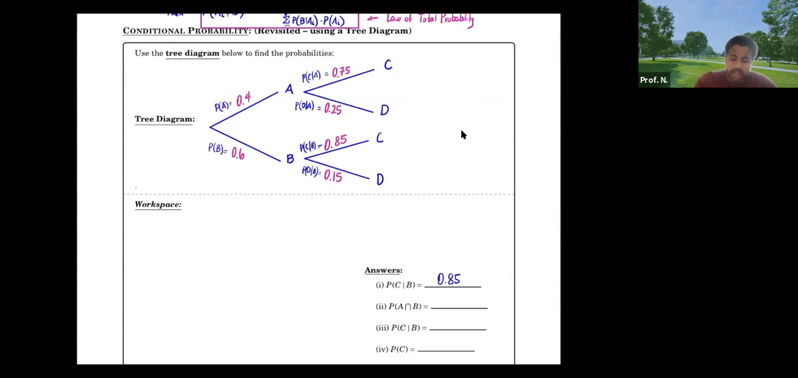Well, the idea is that A and B are two mutually exclusive events. If one happens, then the other can't happen. So this is actually 0. So A and B are mutually exclusive.